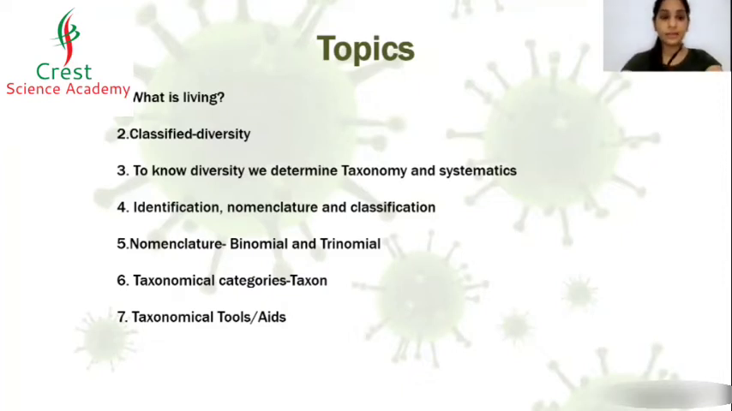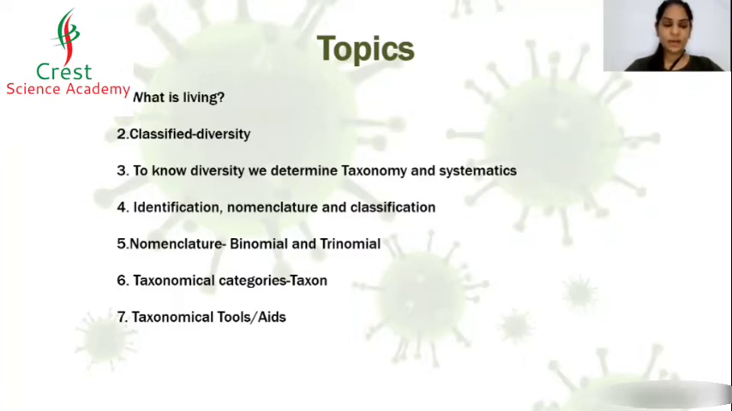For example, in the taxonomical categories, the first category is the kingdom, and in the kingdom the subdivision is the class, order, phylum, etc. So these are the taxonomical categories. The next one is the taxonomical tools, that is the tools required for the taxonomy.